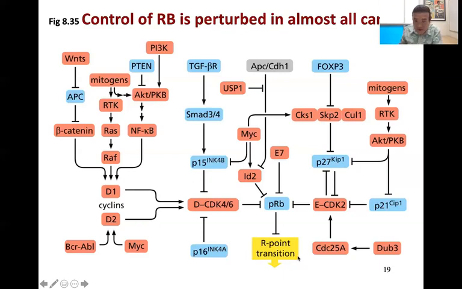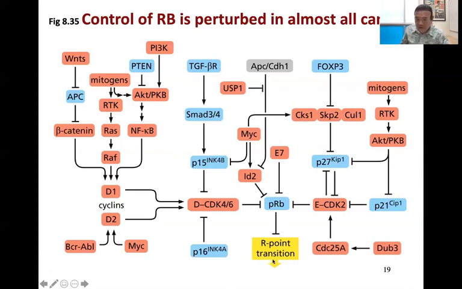Oftentimes with these types of pathways that have multiple arrows and multiple inhibitory ends like the T's, it's useful not to start at the top and get all confused, but to actually start at the bottom. Because you ask yourself, what ultimately is the determining factor on whether the cell moves forward out of G1 into S phase? And that is whether the cell builds up enough waves of different proliferative proteins to push it over the R point in late G1. So let's work backwards from that.